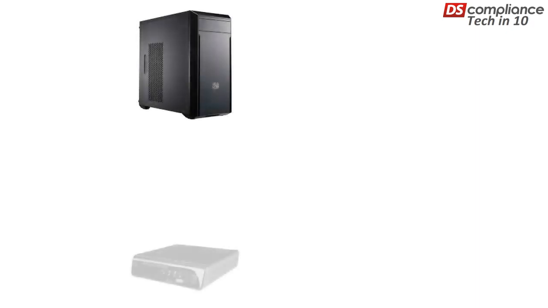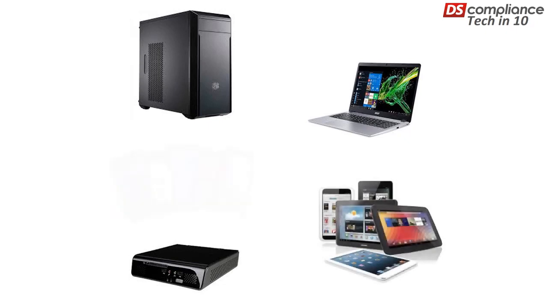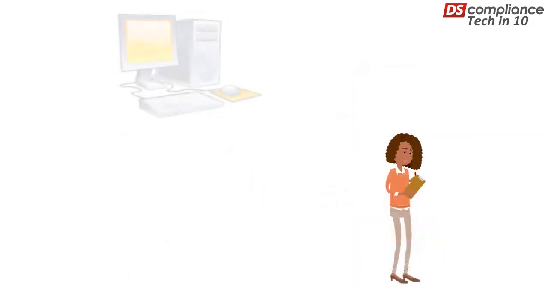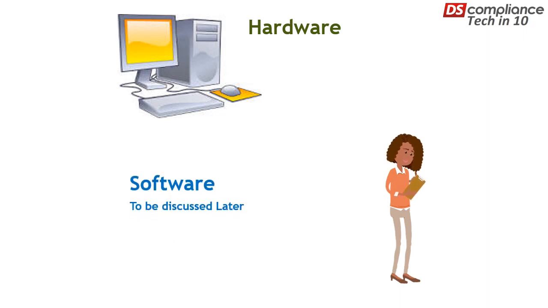Today, in our daily lives, computers are everywhere: desktops, laptops, tablets, and even mobile smartphones are examples of computers. A computer system consists of two elements in order to be able to operate: hardware and software. Let's focus on hardware. Hardware is the term given to the physical components which make up the computer system, and can be split into internal and external components.